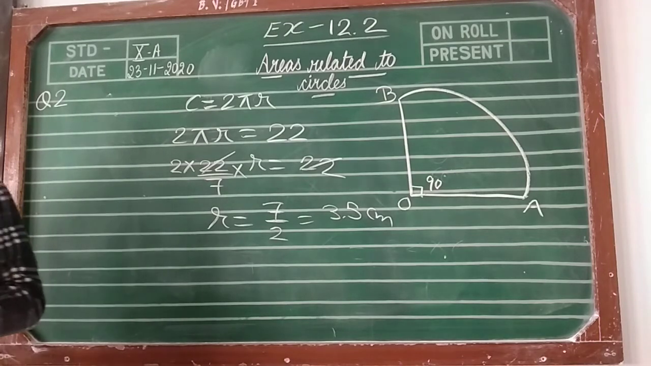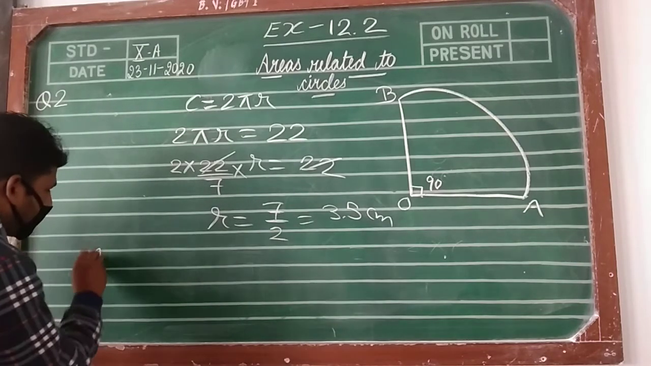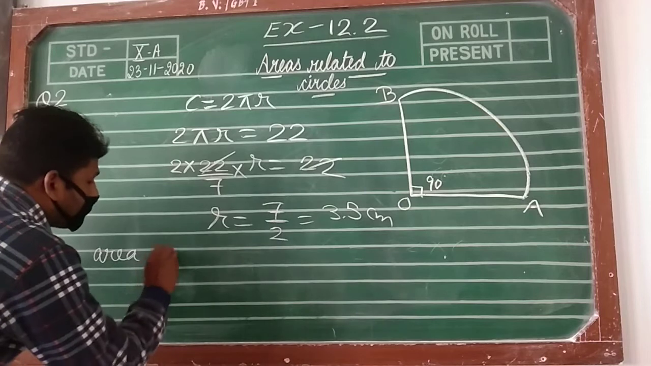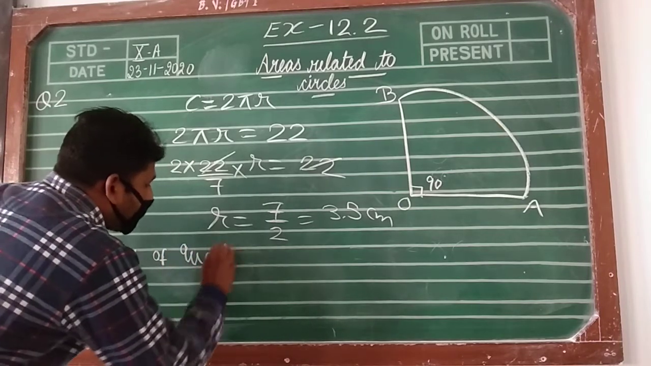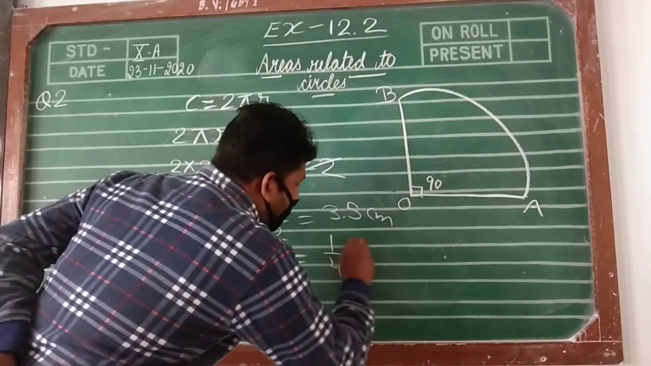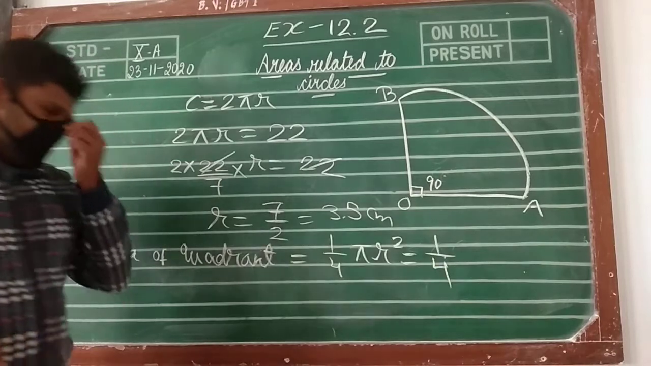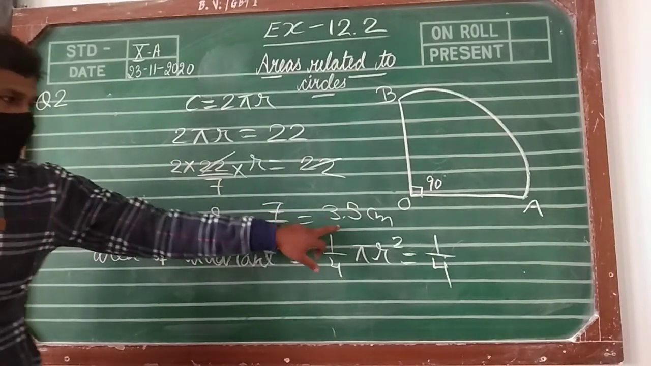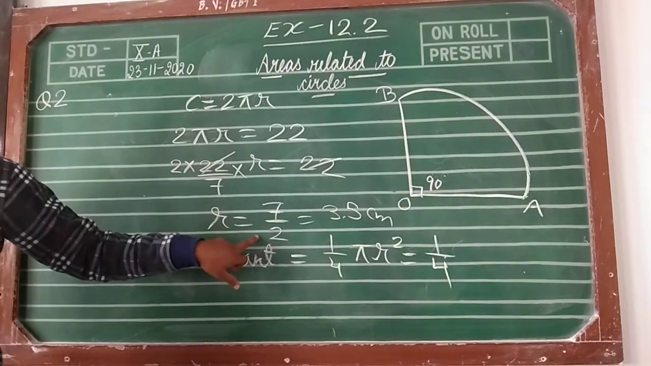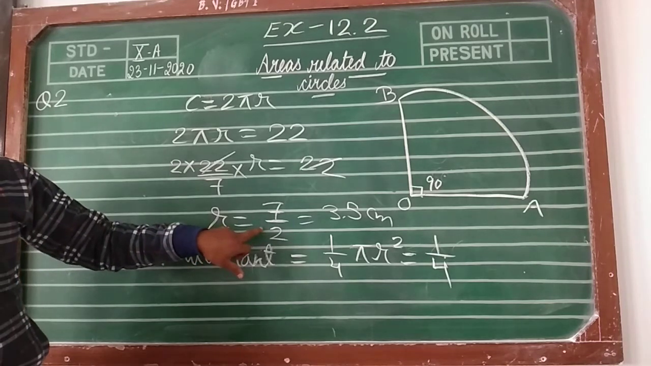Now the radius we have, and what we have to find? We have to find the area of the quadrant. Then area of quadrant equals 1 by 4 pi r square. If we have the radius in decimal and the radius in fraction also, then which value we are going to put is also very important.